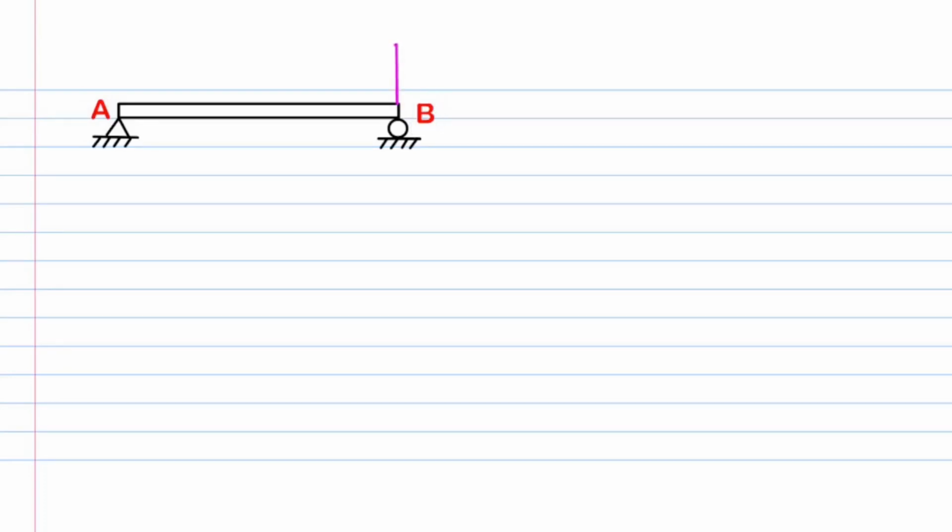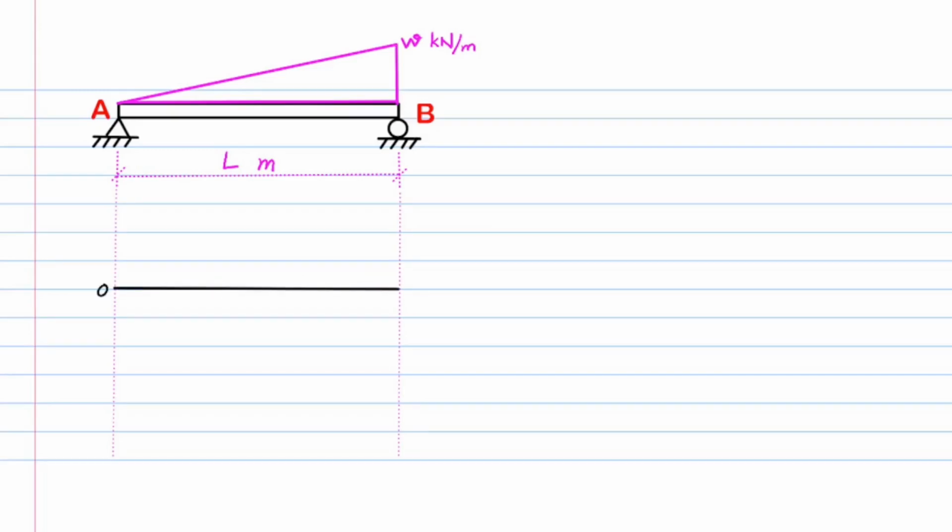Then we draw a uniformly varying load of value 0 kN per meter at the end A and W kN per meter at the end B. We mark the length of the beam as L meters. We drop the projections from the ends and draw the zero datum lines for shear force diagram and bending moment diagram. We take the end A as reference and mark an arrow pointing towards the right with variable x indicating the distance of imaginary cross section from it.